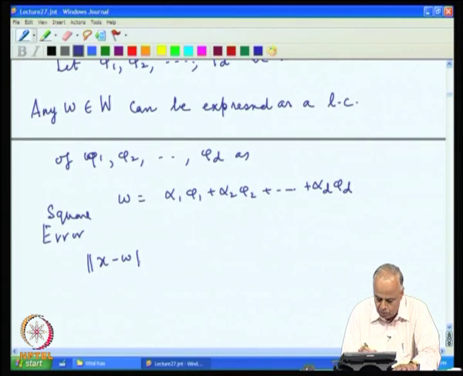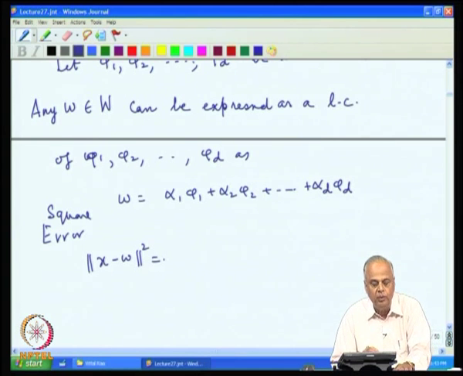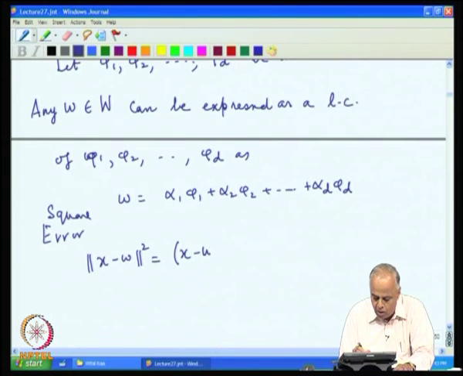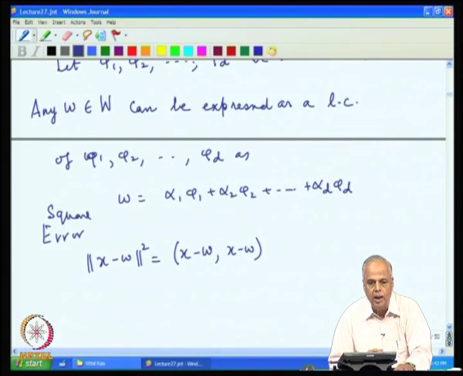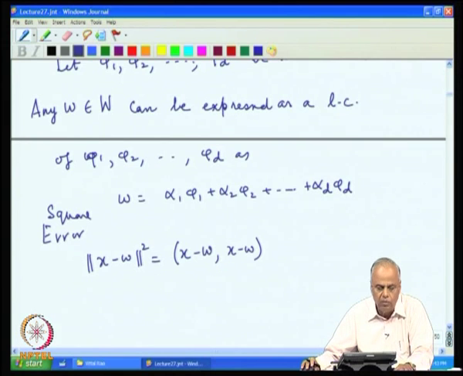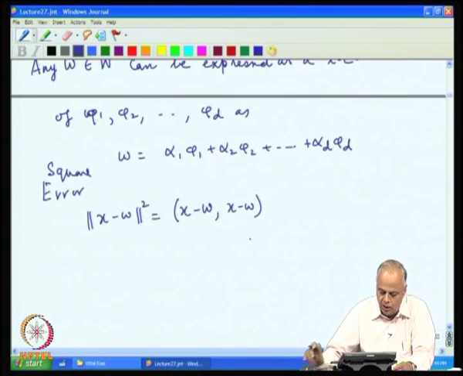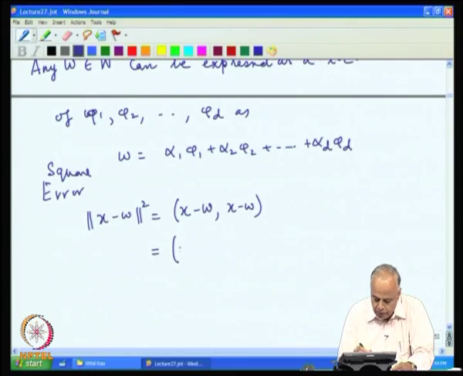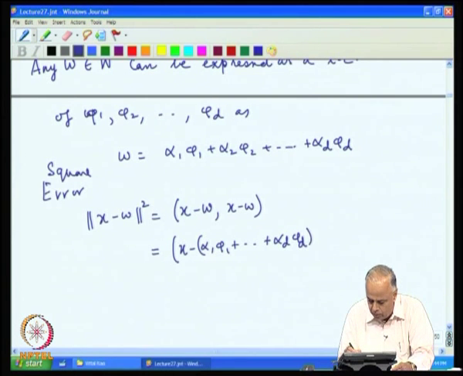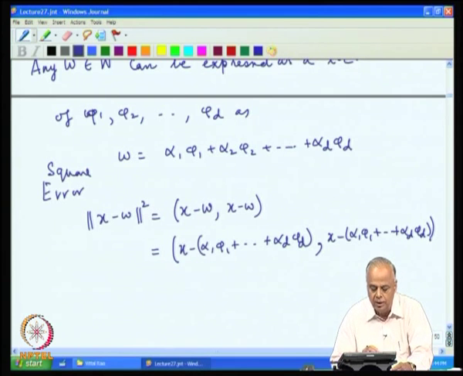norm of x minus w squared. The length of the vector squared is the dot product of x minus w with itself. The length of any vector squared is the dot product of the vector with itself, or the inner product, or whichever way we want to call it. So, which is the same as the dot product of the vector x minus alpha 1 phi 1 minus ... minus alpha d phi d with the same vector. So, this is the inner product.